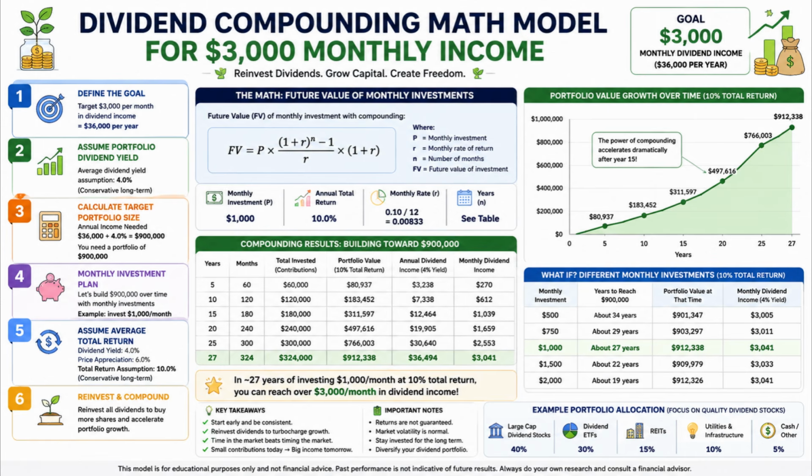However, most investors do not have $900,000 available immediately. Therefore, the next step is to build the portfolio gradually through regular monthly investments, dividend reinvestment, and long-term compounding. For this model, we use an example monthly investment of $1,000. We also assume a 10% average annual total return. This 10% return includes a 4% dividend yield and approximately 6% capital appreciation. Although actual returns will vary, this assumption helps demonstrate how compounding may work over a long period.